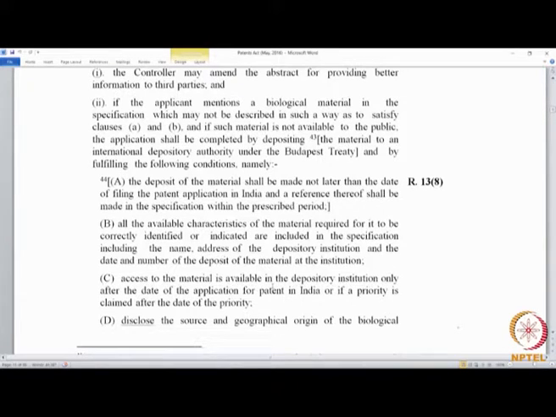Now, the deposit of the material shall be made not later than the date of filing the patent application in India, and a reference thereto shall be made in the specification within the prescribed period. So, not only is there a timeline for making the deposit, a reference also has to be made in the specification within the prescribed period, which is again mentioned in Rule 13.